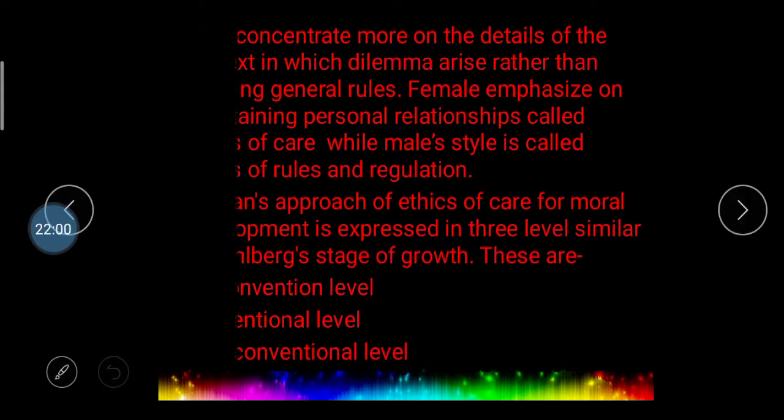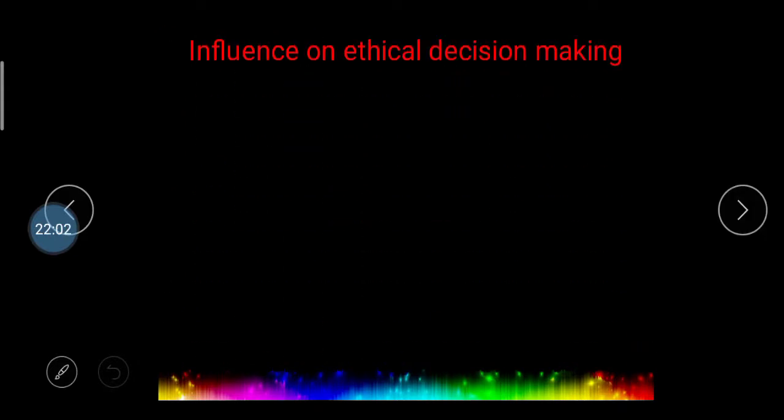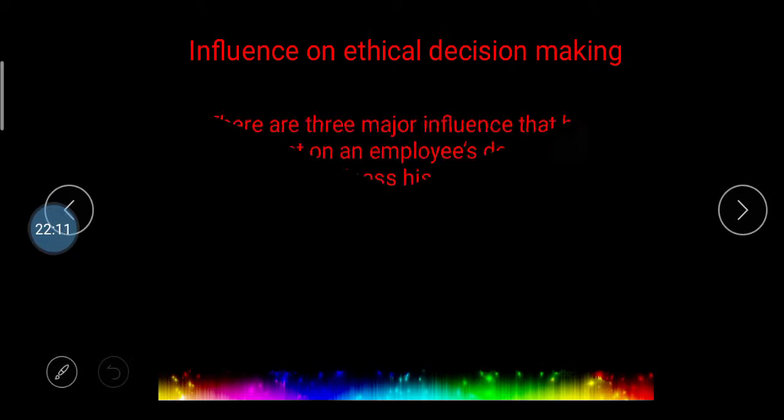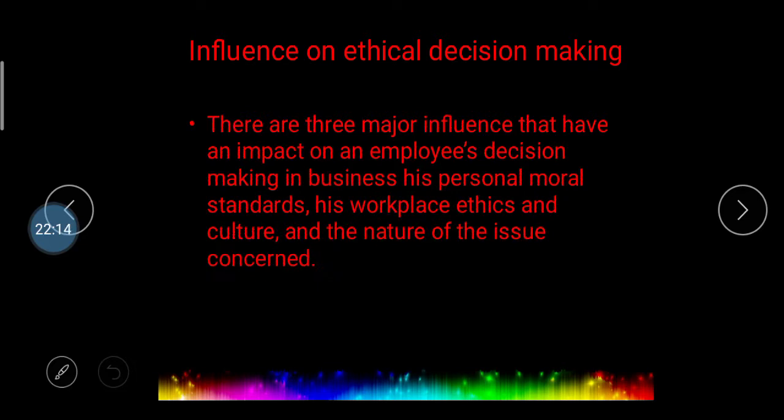Then after, the last topic regarding unit number 4 is influences on ethical decision making. What are the factors influencing ethical decision making? First of all, there are three major influences that impact an employee's decision making in business: high personal moral standards, workplace ethics and culture, and the nature of the issue of concern. Sometimes some people have this type of behavior, right? So various types of personal and business cultures are considered whenever you take any ethical decision.